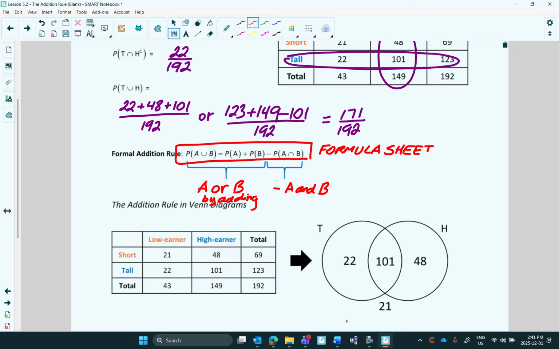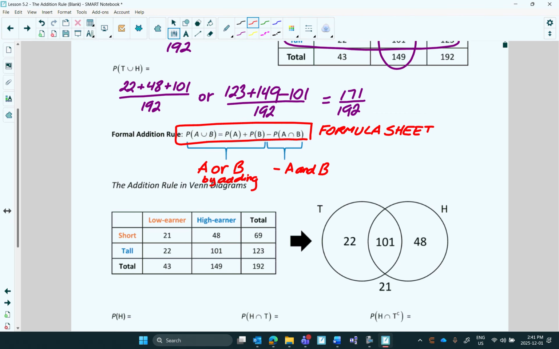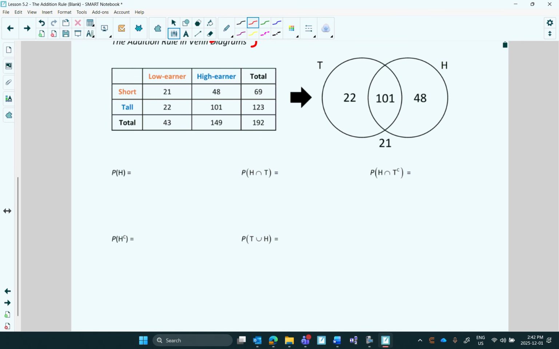And going back to our Venn diagrams, you can take any two-way table and translate it or convert it to a Venn diagram. Like here, if our two events that we're dealing with are tall and high earner, these would be tall only, but not high earners, right? Because it's outside the high earner circle, inside the tall. So tall, but not high earners. In other words, tall and low earners.